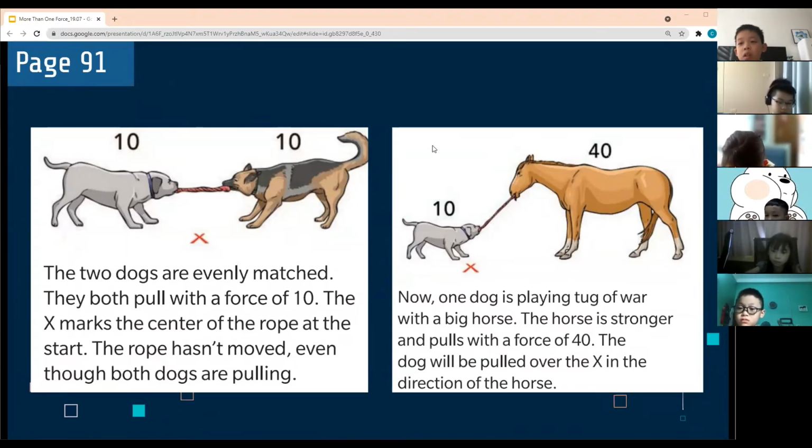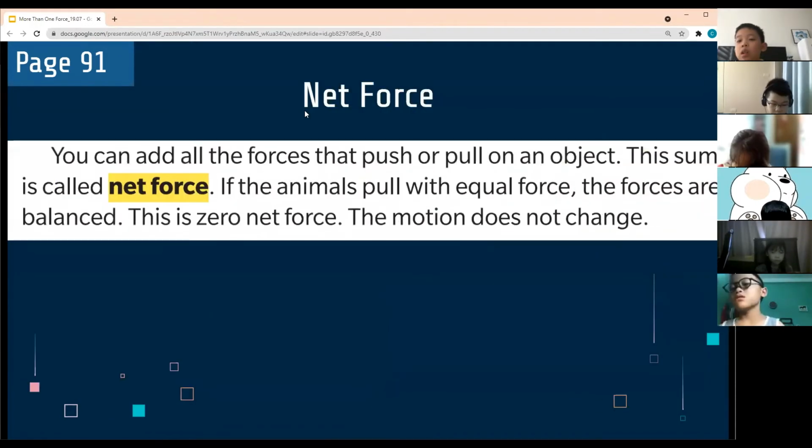Unbalanced. Okay. We don't have to read it twice. We can read about net force. Okay, let's learn our new word now. Sino, can you please read about net force?